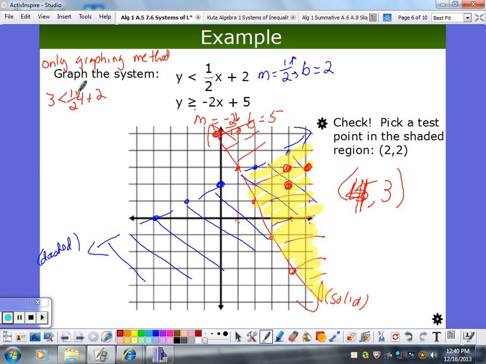I don't know, did I answer your question, Jerry? So 3 less than half of 4 is 2 plus 2. Is 3 less than 4? Okay, so what's in this one? Let me try this one. Is 3 bigger than negative 2 times 4 plus 5? Is 3 bigger than negative 8 plus 5? Is 3 bigger than negative 3? That's right. So this point, in the region where I think it is, works.